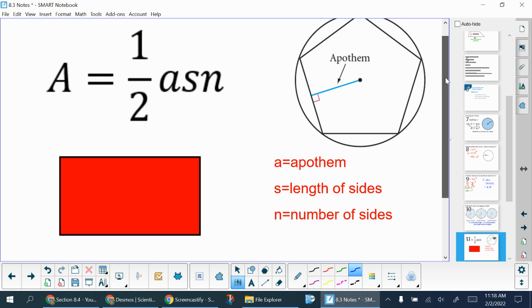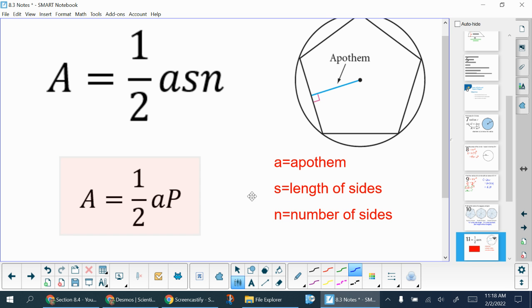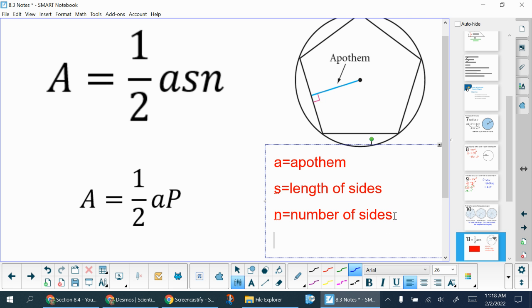Now, one thing we can do to make this a little bit nicer in some cases is to take this S and N. S is the length of the side, N is the number of sides. If you multiply the length of the side times how many sides there are, that's the perimeter of the shape. And so we could also write this as area equals 1/2 the apothem times the perimeter. And there are situations where it's really nice to have that. So go ahead and write that down.